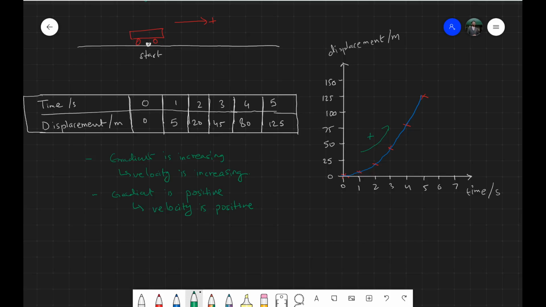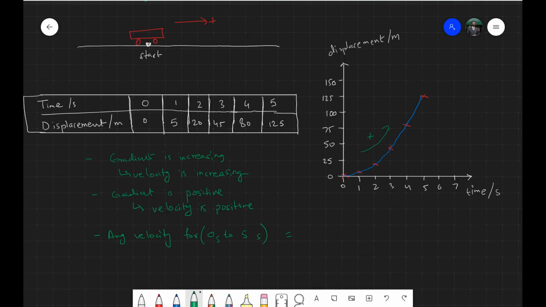Now, there are two pieces of information you can find from this graph. One is the average velocity for the whole journey or for any given range of time. So basically, I could tell you what is the average velocity of the car from 2 to 4 seconds or from 0 to 5 seconds. So let's find out the average velocity for 0 to 5 seconds.